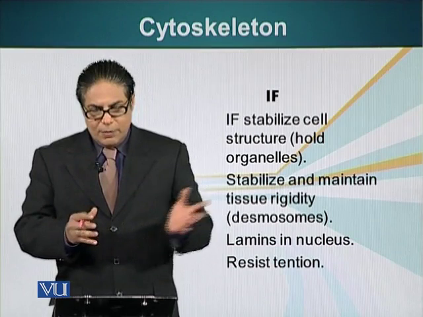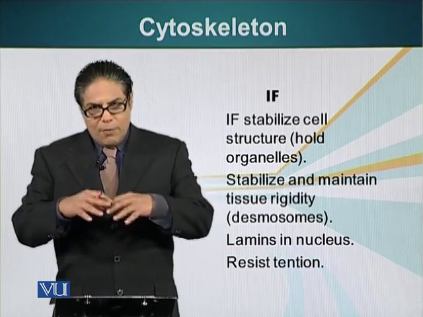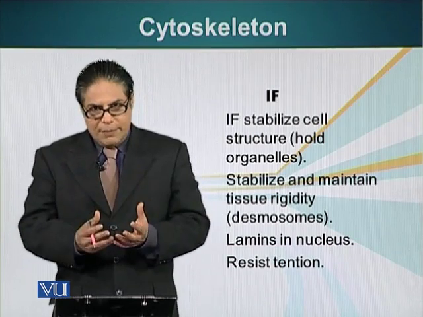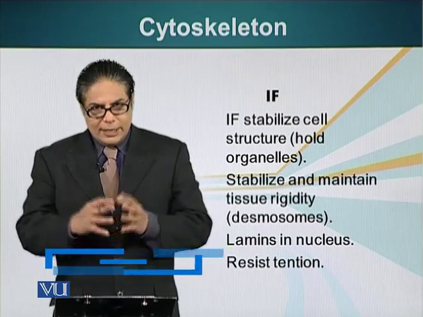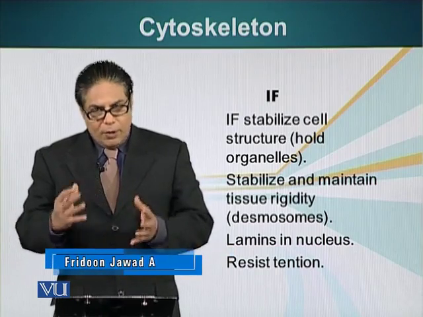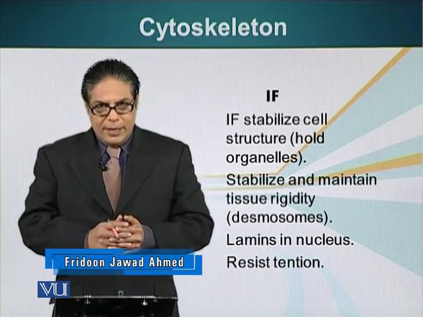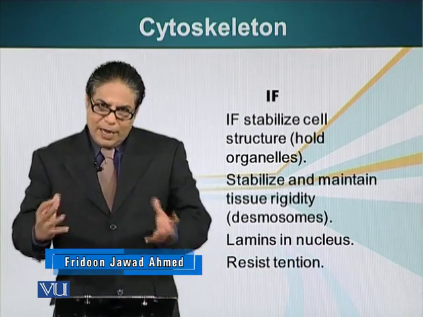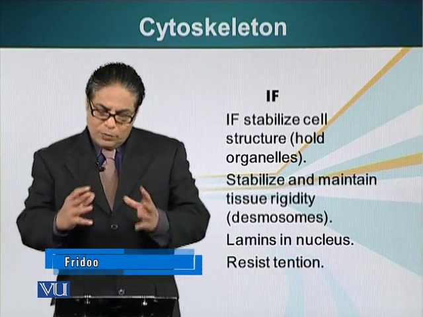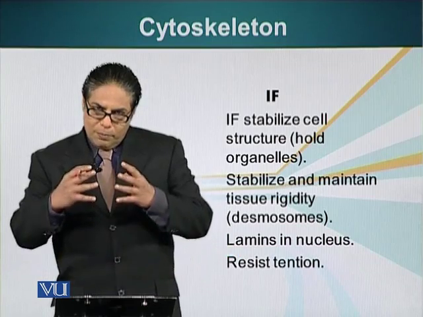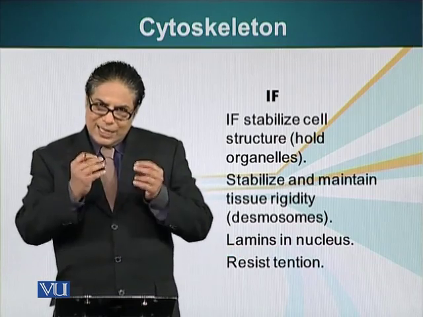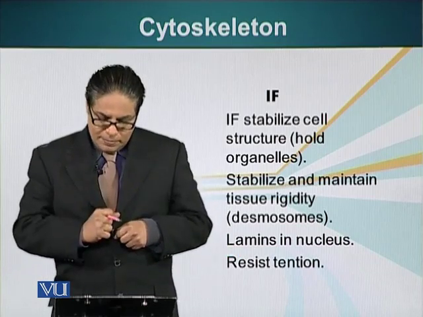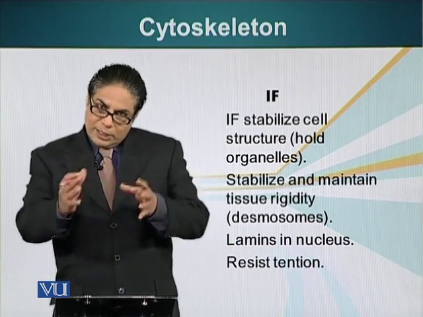Laminins, which I mentioned in one of my previous modules, give the nucleus its shape and also protect the DNA, the genetic material. They're also a type of intermediate filament. In fact, there are 50 different types of intermediate filaments. Most of them perform one simple function, that is, resist tension. What is a tensile force?